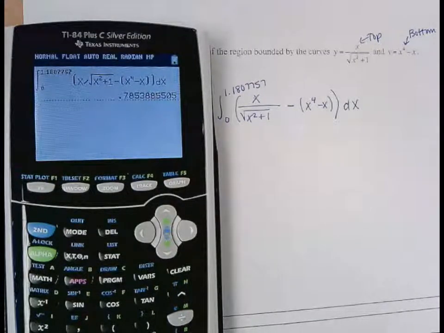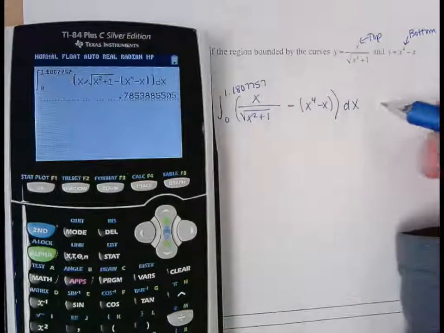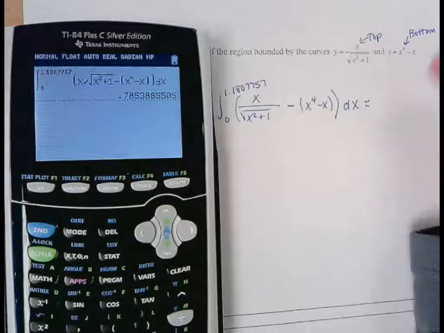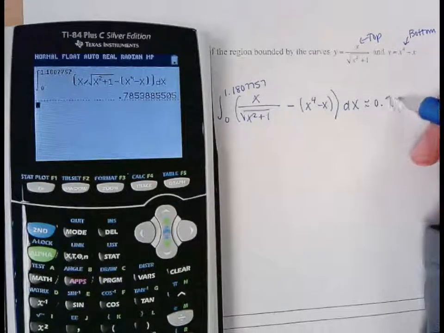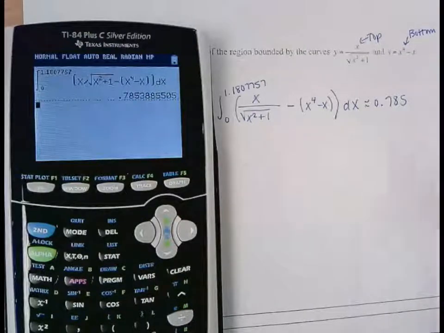Is that what you guys got? So approximately 0.785 if you round it to 3. Yes, for the final area you would round it to 3 decimal places. At least 3. If you rounded it to more, that's fine. Just don't round it to less.